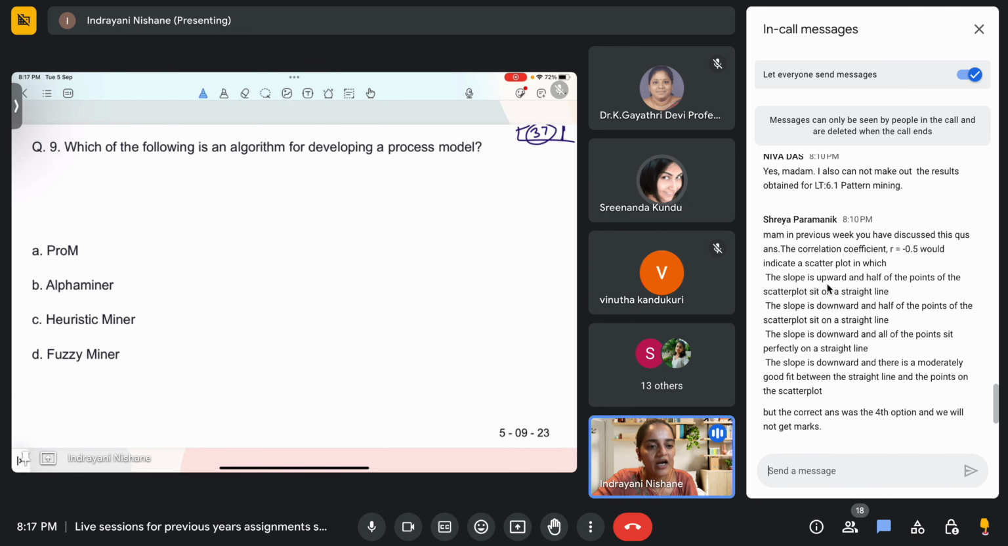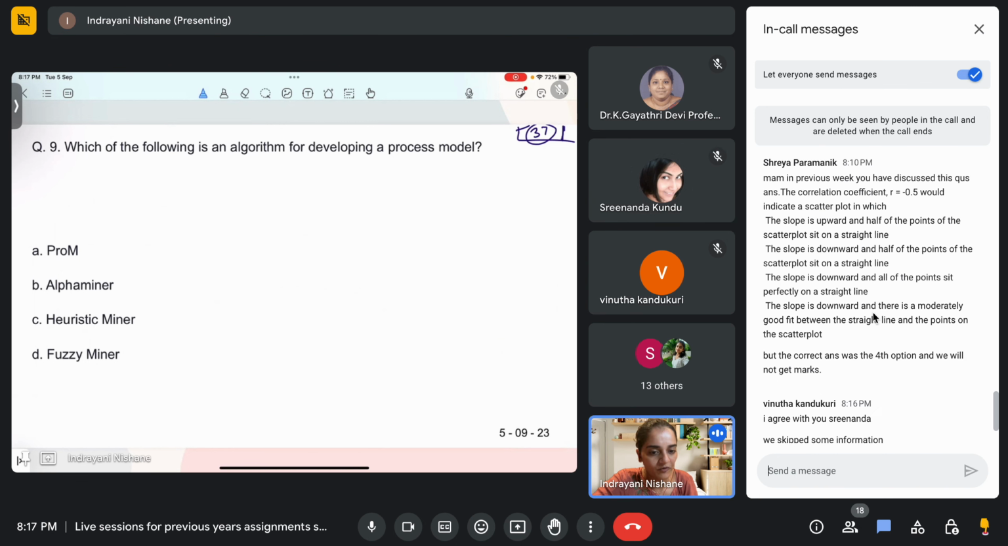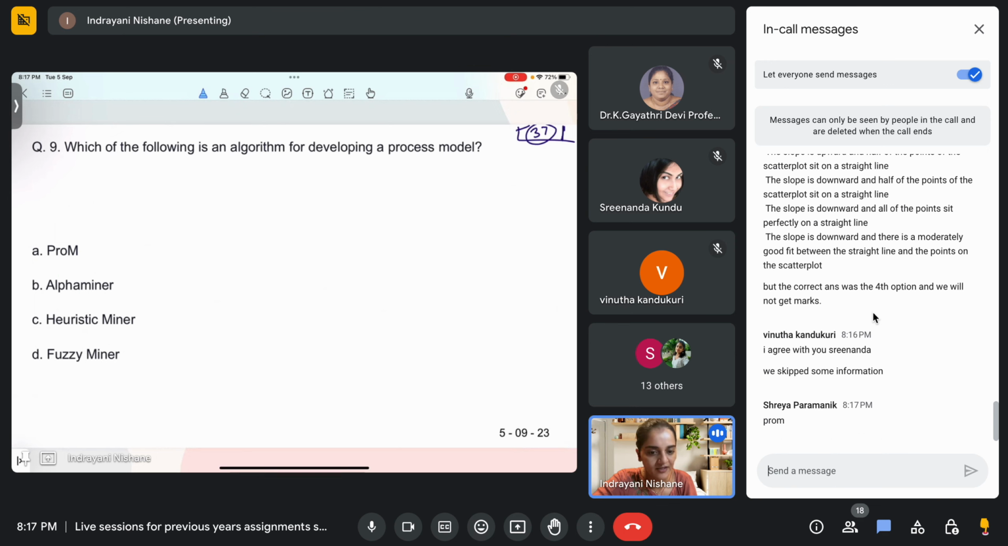Yeah. So Shreya, I rediscussed that problem in the beginning of today's lecture before I began with the explanation of this week. So I'll be sharing this PDF with you, so you can go through that PDF. That PDF has the example scatter plot and how B is the correct answer. And I also apologized for that mistake. Yeah. Question 9 is also very straightforward. Which of the following algorithms is used for developing a process model?